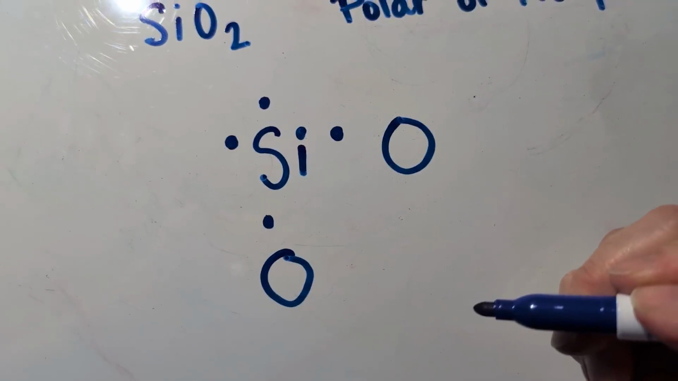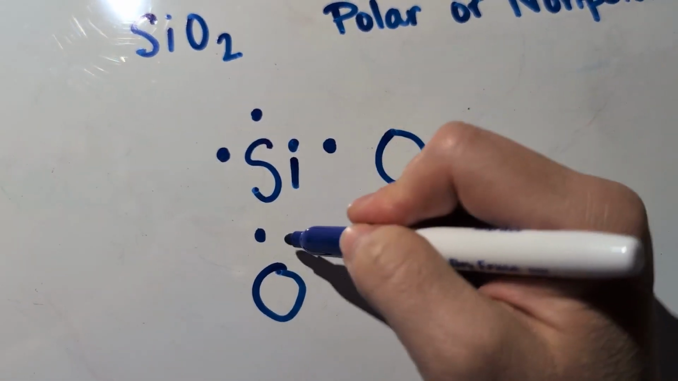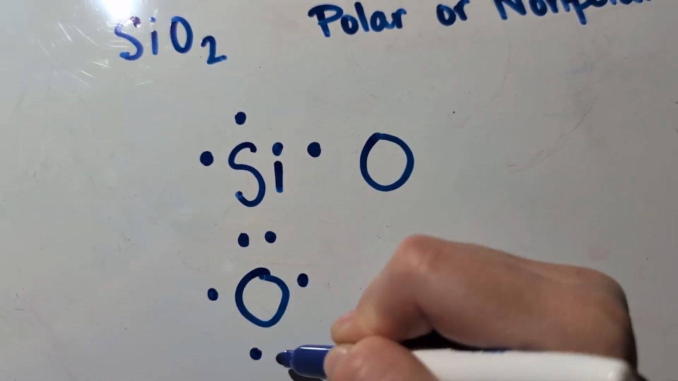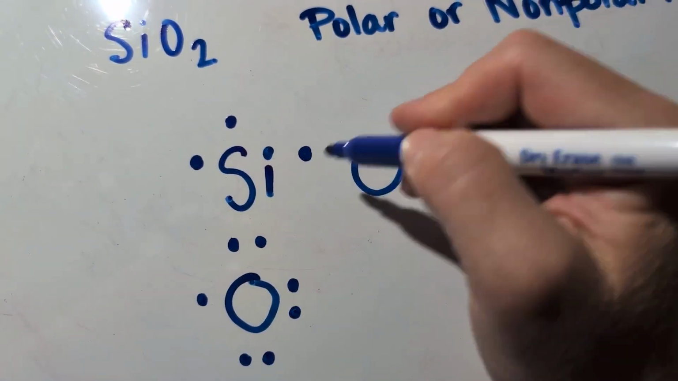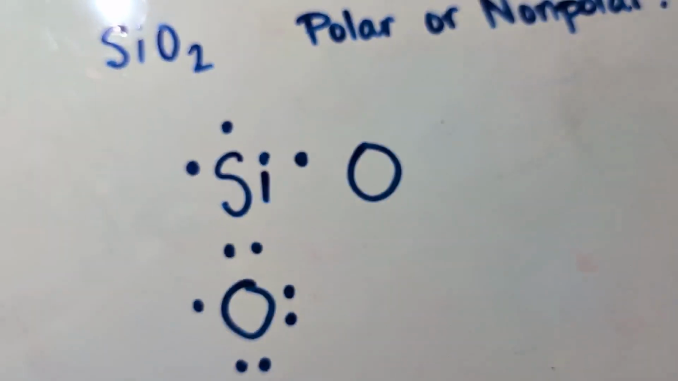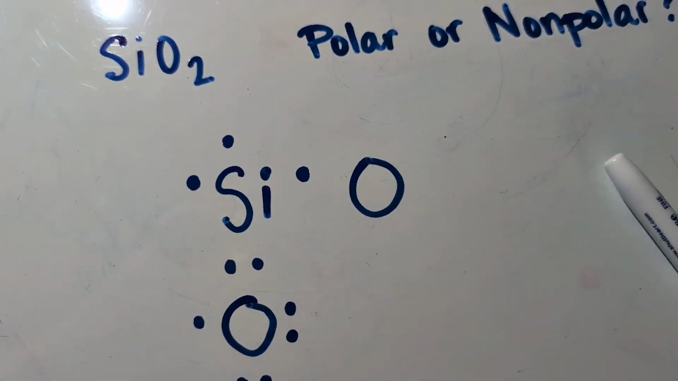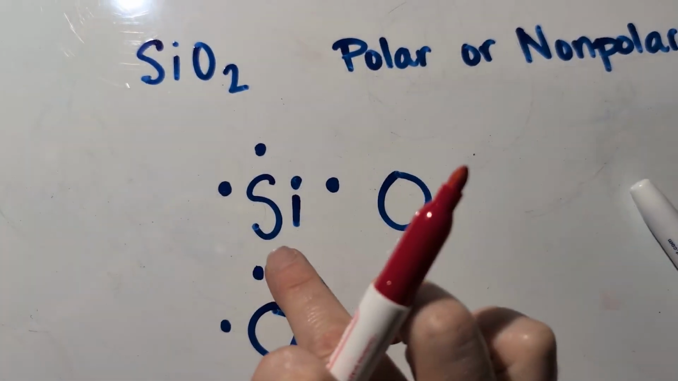Now oxygen is in column 6, so it's going to have 6 around it. I'm going to go ahead and put 1 of the 6 right here. 1, 2, 3, 4, 5, 6. And same thing over here. I'm going to go ahead and put 1 of, you know what, let me erase this and use a different color for oxygen, because that'll make it easier to see what's going on.